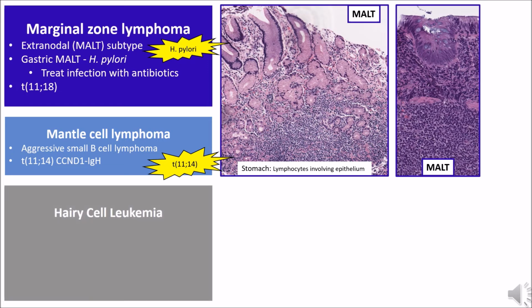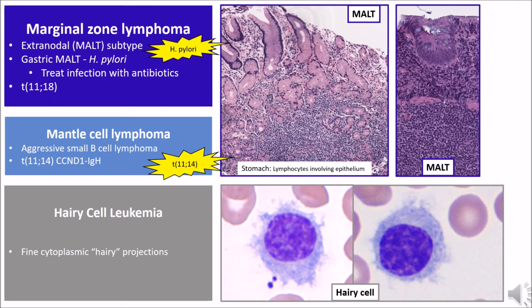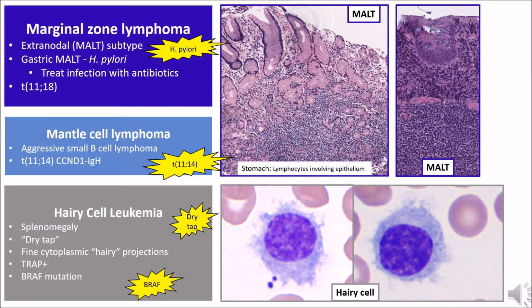Hairy cell leukemia is important for the characteristic lymphocytes that contain fine cytoplasmic projections, pictured here. Patients often present with splenomegaly. During a bone marrow biopsy, the aspirate is difficult to obtain, giving the so-called dry tap, which can also be seen in the previously discussed primary myelofibrosis. The cells are positive for tartrate-resistant acid phosphatase, or TRAP, and have a BRAF mutation.